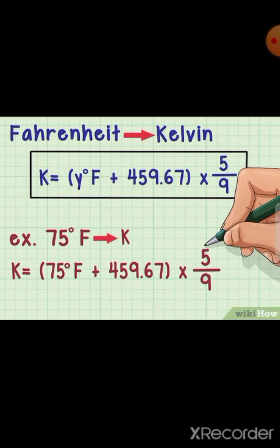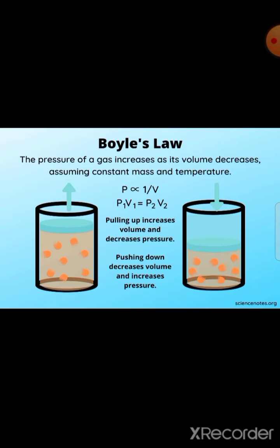So the formula is K is equal to (degree F plus 459.67) into 5 by 9. So let us consider as an example, convert 75 degree Fahrenheit to Kelvin. So substitute the value, we will get the answer. Okay, so the next thing we are going to discuss is Boyle's law.